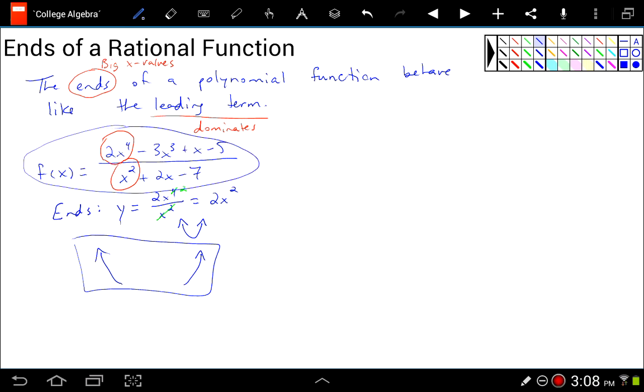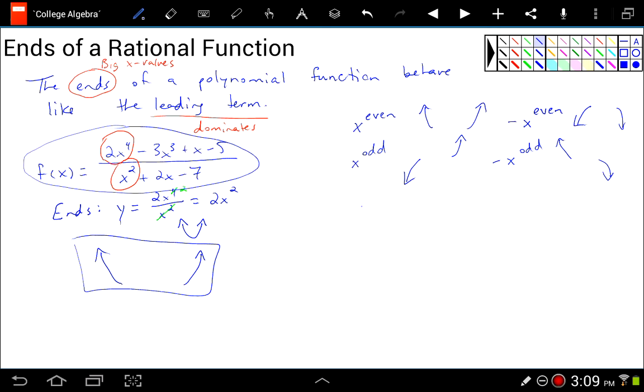Part of the problem now, though, is since you're going to have a ratio, a fraction, for your ends, you have to consider other possibilities. We know x to an even power, both ends go up. And if you multiply that by a negative, it flips over and both ends go down. Similarly, x to an odd power, the left end goes down and the right end goes up. Or if it's multiplied by a negative, you flip it over, the left end goes up and the right end goes down. But now you can have powers of x occur on the bottom.